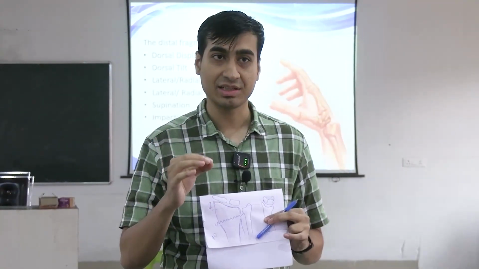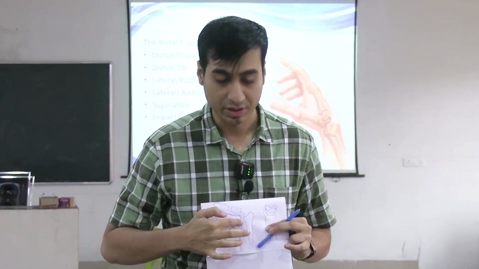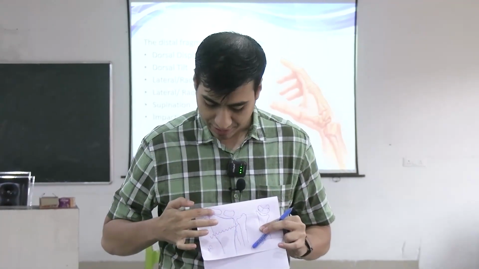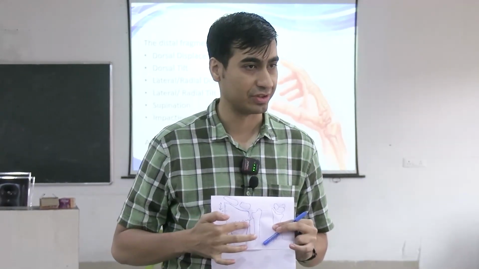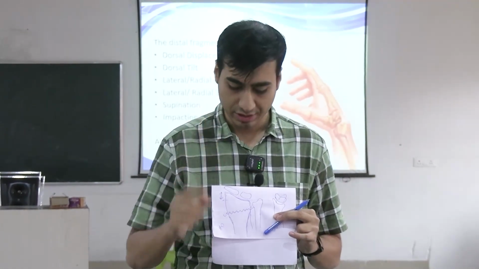But in a distal radius fracture, Colles fracture, what happens? So this is the fracture that I have mentioned. See this is the fracture line, and this is the articular surface. The fracture is away from the articular surface. So this is an extra-articular fracture, first point of Colles.